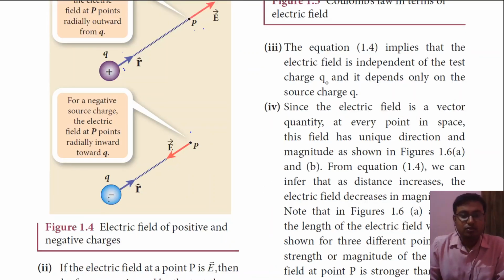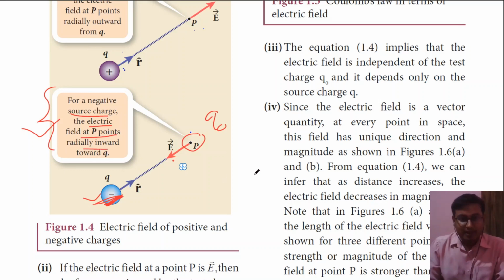Now, suppose the source charge itself becomes negative. In that situation, we have a charge here at point P, and that is a positive charge, that is the test charge, Q naught. And at this point we have a negative charge, that is the source charge. Because these are opposite charges, they will attract each other. In this situation, the electric field lines will be in radially inward direction. So for a negative source charge, the electric field at point P is radially inwards towards charge Q.